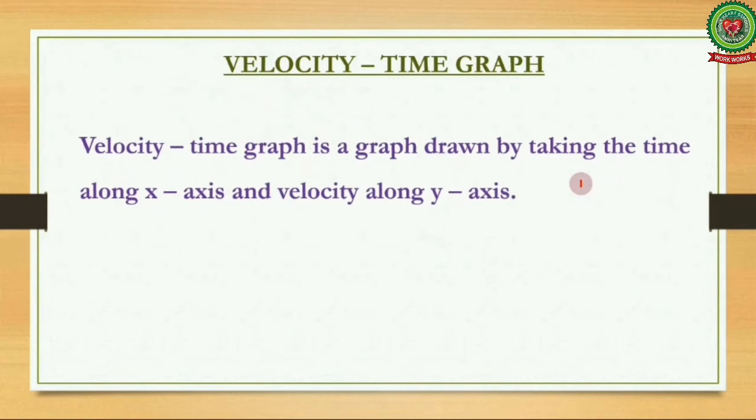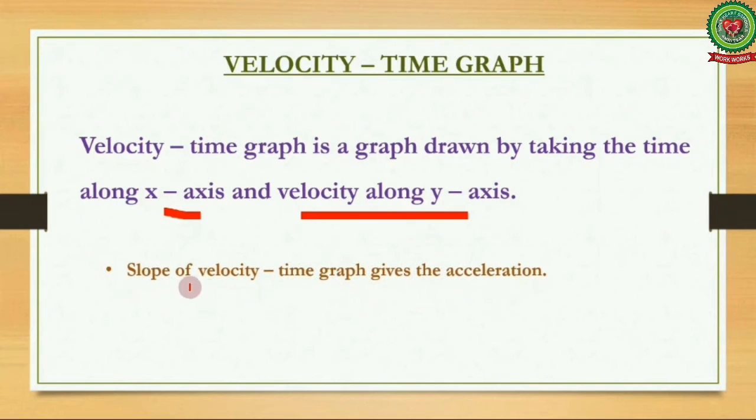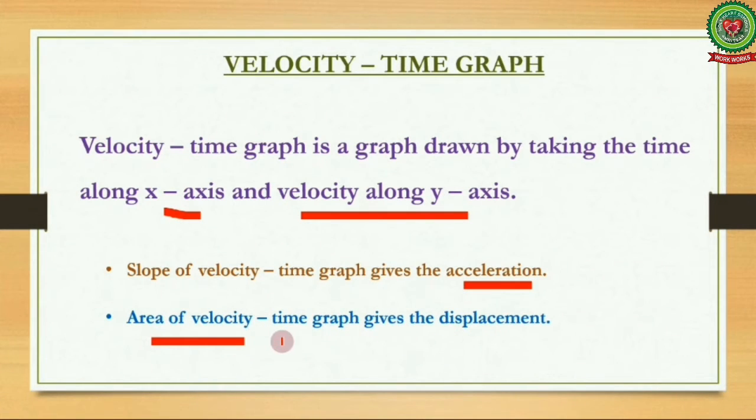Next is the velocity time graph. Students, a velocity time graph is a graph drawn by taking time along the x-axis and velocity along the y-axis. So remember, the slope of the velocity time graph gives us acceleration, whereas the area under the velocity time graph gives the displacement. Let's study the graphs.